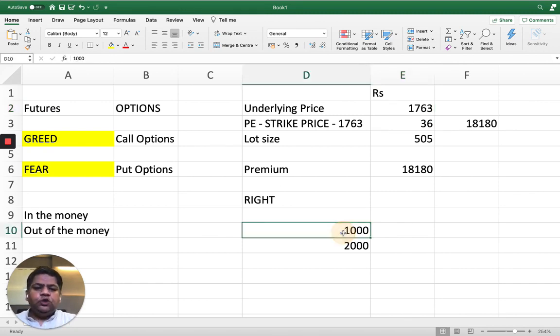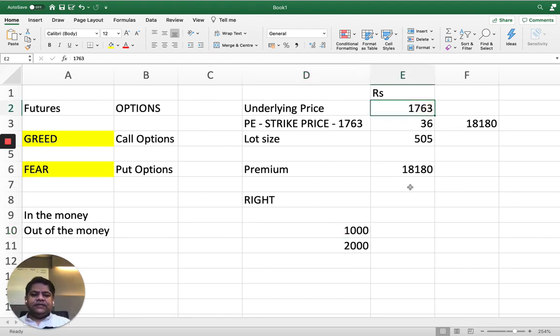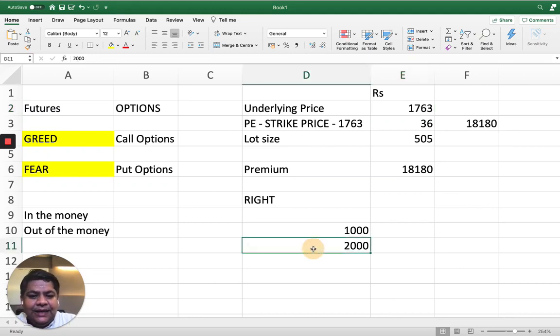So if it is going to 1000 rupees in the market, you will have two choices. One, sell to this guy at 1763 or sell it in the market at 1000 rupees. Where will you sell? Obviously you will sell at 1763. You will exercise this right. So when the market is falling, you will exercise the right which has been given to you by buying the put option. But let's say it goes to 2000 rupees, meaning you were afraid that it will go down, but it didn't go down. It went up.